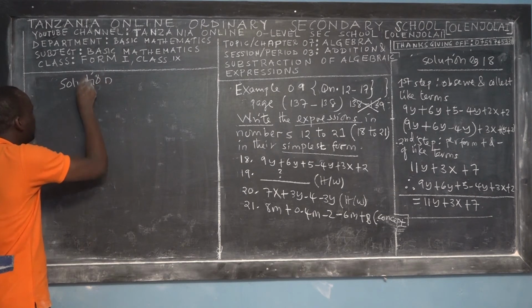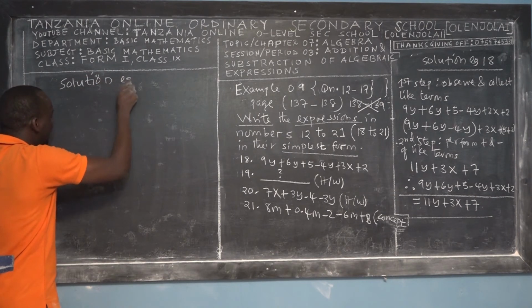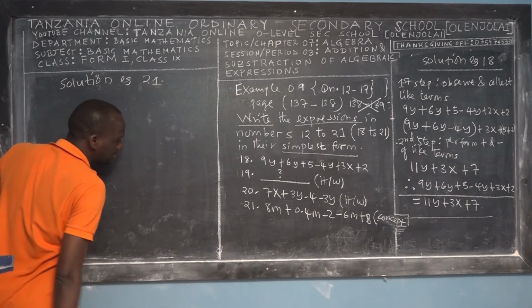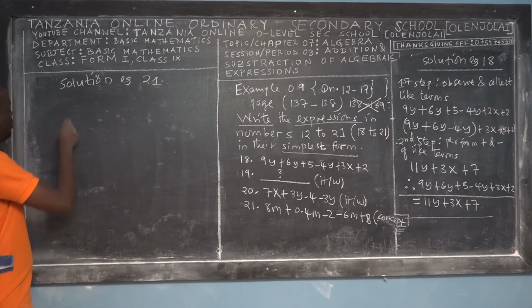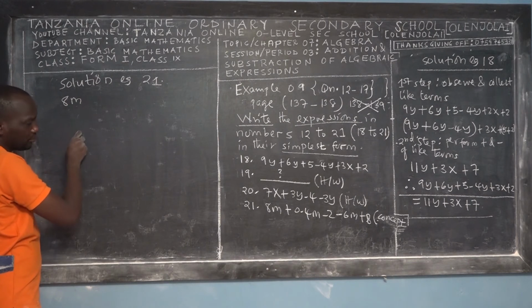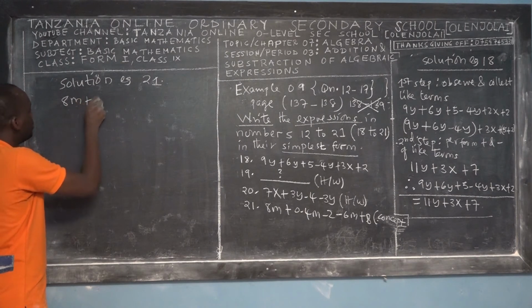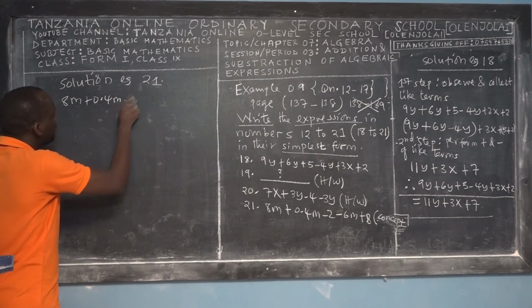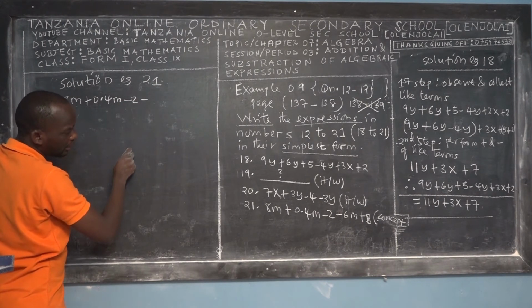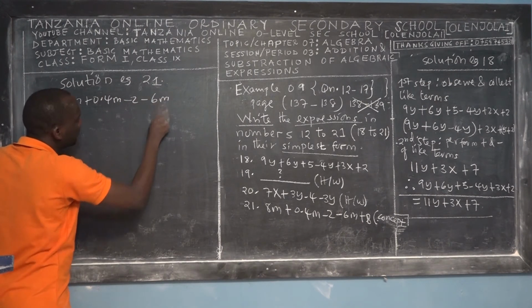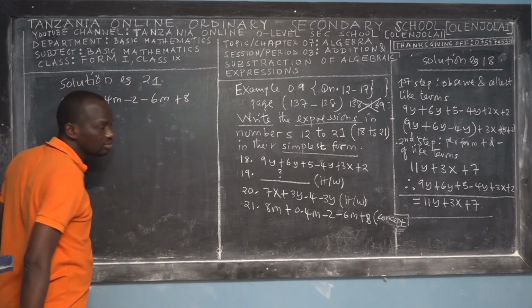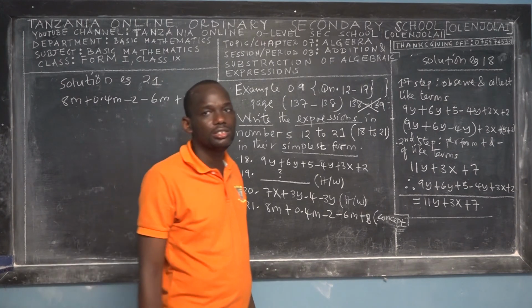Get prepared to enjoy how you can solve hard or complex examples. So here we have 8m plus 0.4m, so the coefficient is a decimal number, then minus 2, then minus 6m, right? And then plus 8, right? Plus 8.